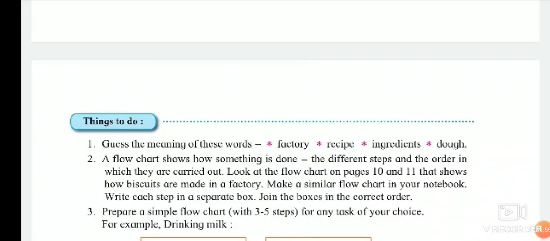Exercise 2. A flow chart shows how something is done, the different steps and the order in which they are carried out. Look at the flow chart on pages 10 and 11 that shows how biscuits are made in a factory. Make a similar flow chart in your notebook. Write each step in a separate box. Join the boxes in the correct order.